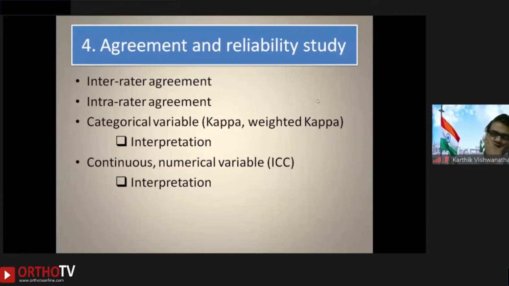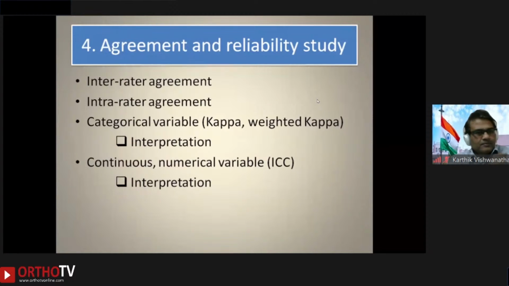Next is you want to look at how observers are looking at X-rays and classifying them using various classifications like Garden's classification or Sathi's classification. So inter-rater agreement is for the whole group looking at the X-rays and grading them at two different time frames, usually with a 4-week gap. Intra-rater means how well the same observer is able to agree with himself or herself.